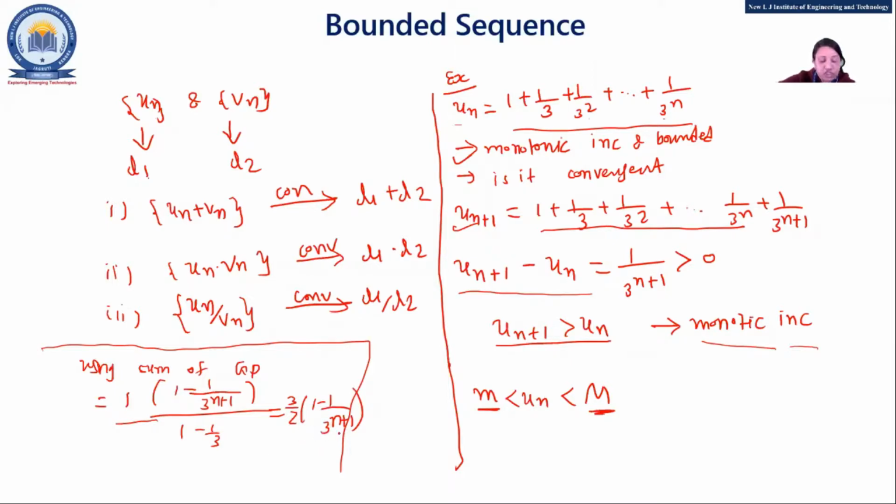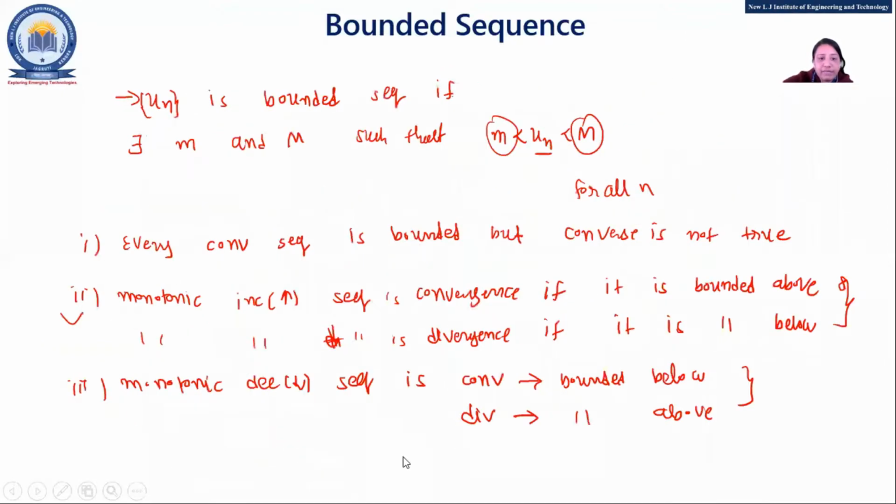And this is less than 3 by 2. This is 3 by 2 into this bracket, which is less than 3 by 2. So we can say that our sequence is bounded above by 3 by 2. As per the definition, we can write that it is bounded above.